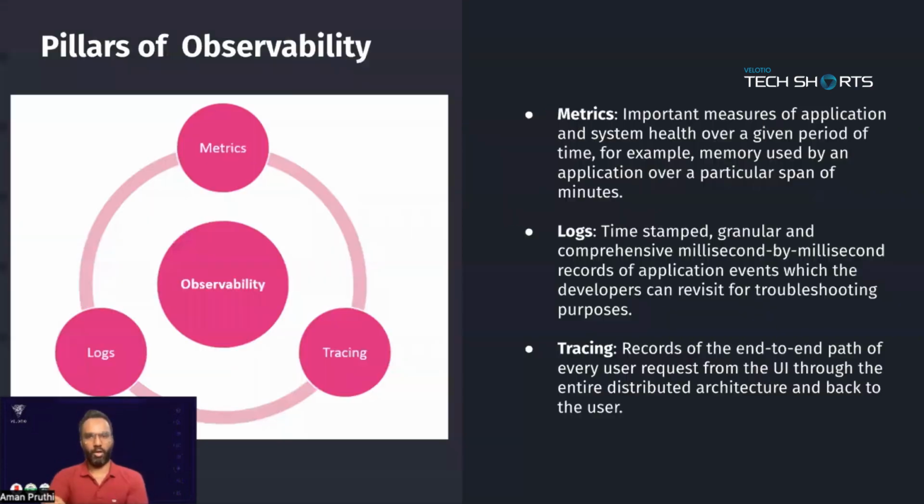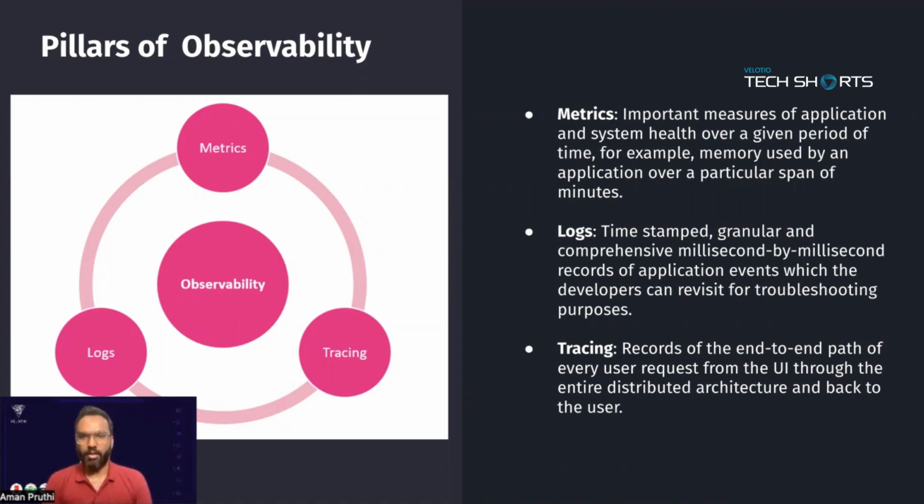Okay, so we understood what observability is. Now let's understand what the three basic pillars of observability are. The three basic pillars are metrics, logs, and tracing. So let's start with metrics. What are metrics? Metrics are an important measure of application and system health over a given period of time. For example, memory used by an application over a span of 5 minutes, 2 minutes, anything like that.